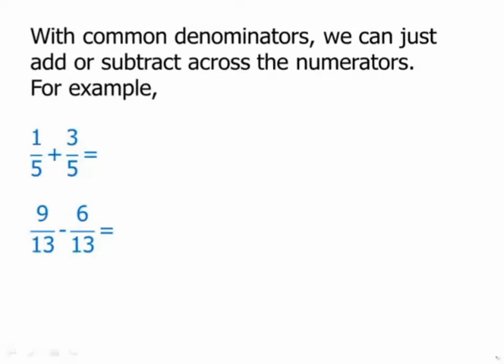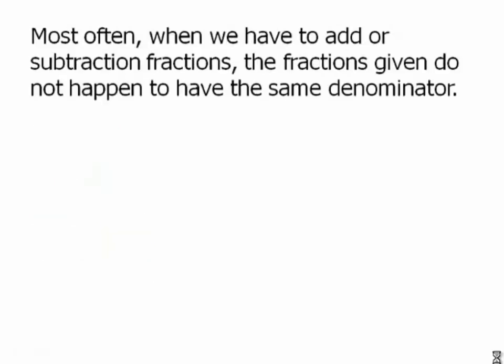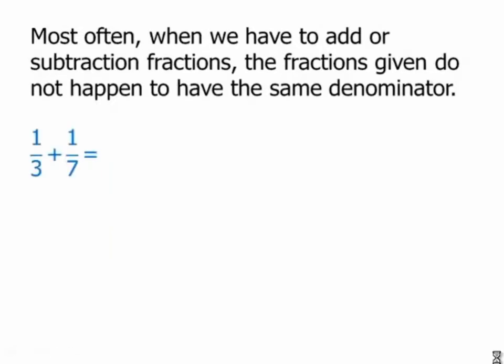For example, 1/5 plus 3/5, we just add to get 4/5. 9/13 minus 6/13, 9 minus 6 is 3, that would be 3/13. Obviously, the test will demand more complicated math than this. Most often, when we have to add or subtract fractions, the fractions given do not happen to have the same denominator. We're given something like this, for example, 1/3 plus 1/7.